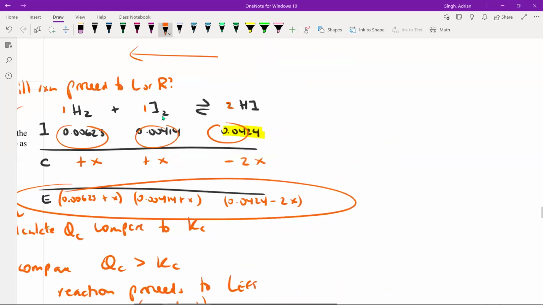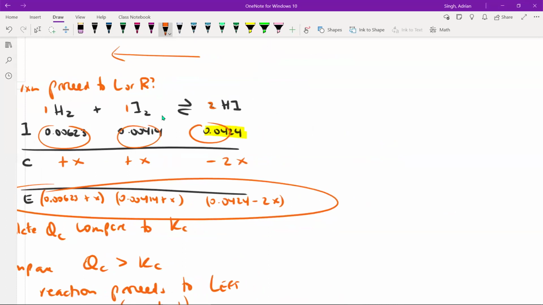We can then substitute those into the equilibrium expression. So again, we have our Kc being equal to HI squared over, let's write it in order, H2 times I2.